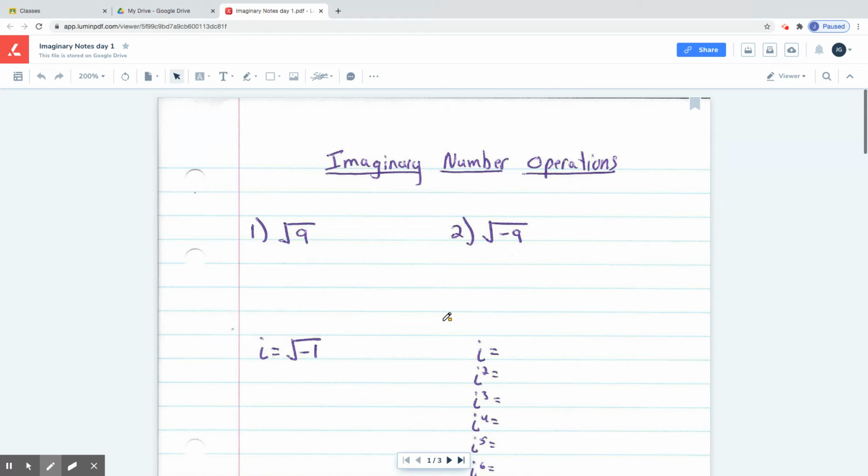Then there's a worksheet also that goes with it. That worksheet will not be due until Monday.